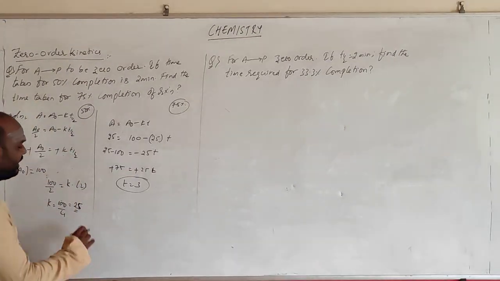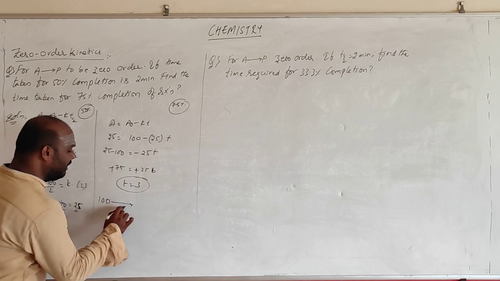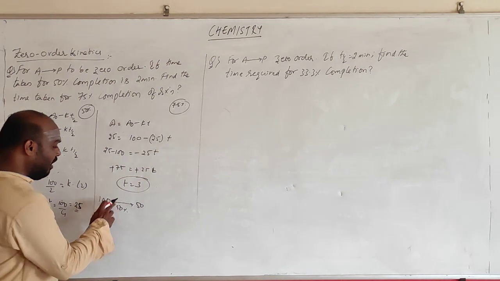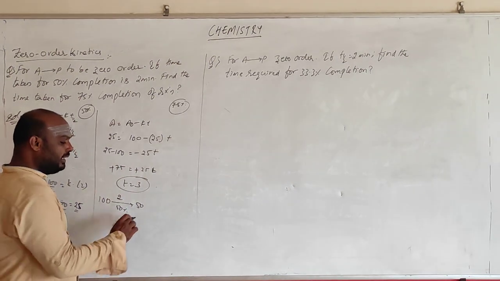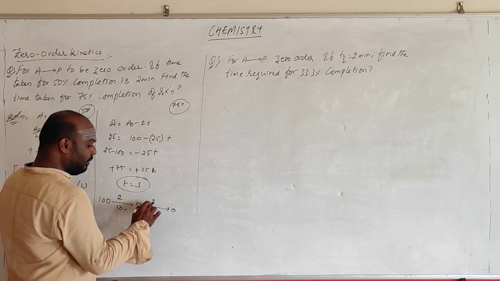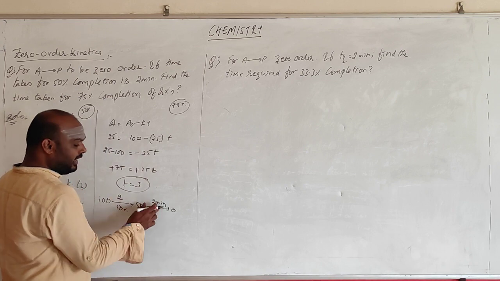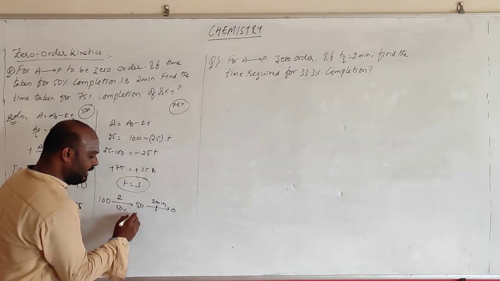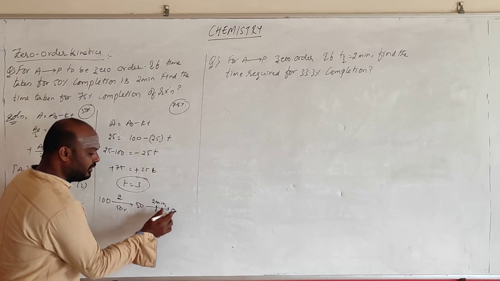If the percent is 100%, from 100 to 50%, 50% should be remaining. How much time has it taken? 2 minutes. From 50 to 0, how much will it take? This was 50%, so it takes 2 minutes. Total is 4 minutes for it to come to 0. In the middle you have 50 to 25, and 25 to 0.